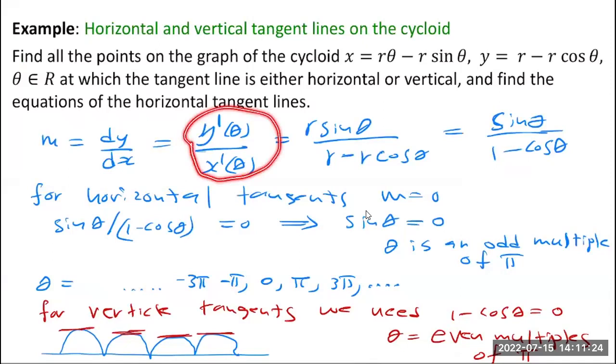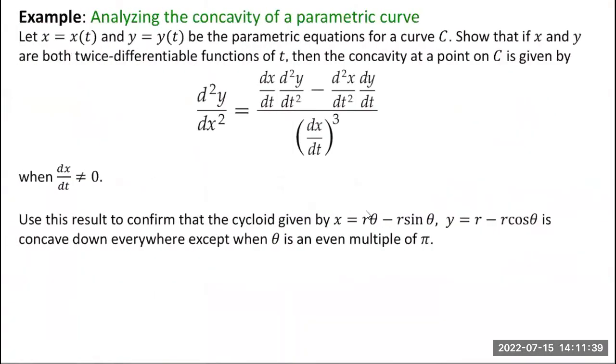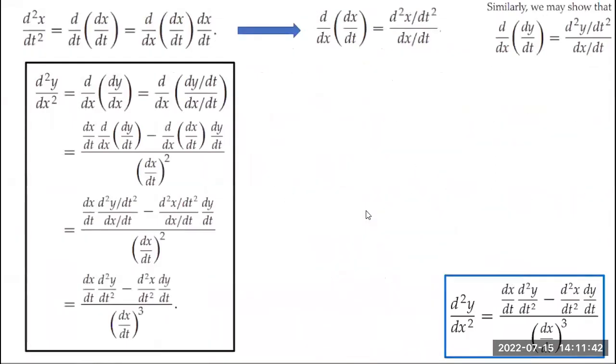See here, dy over dx is equal to y prime of theta divided by x prime of theta. Y prime of theta is nothing but dy over d theta, and this is dx over d theta. Theta is of course t in this case. So this dy over dx is nothing but dy over dt divided by dx over dt. Or you can view this as y prime of t divided by x prime of t. That's it. This is dy over dx.